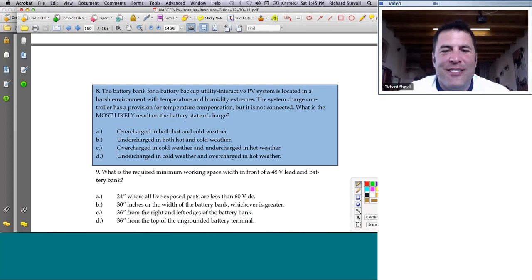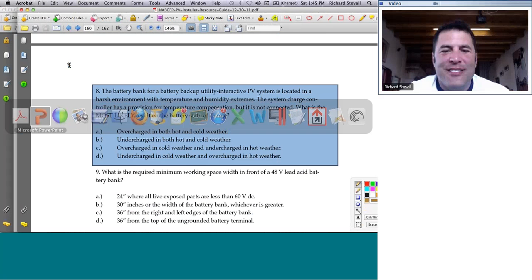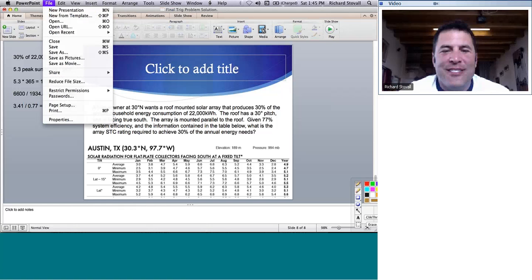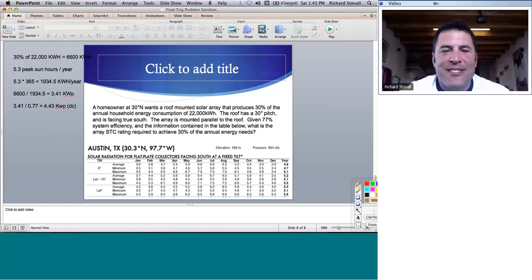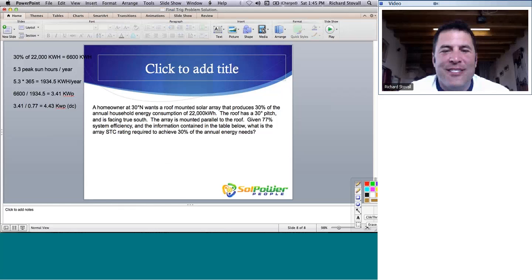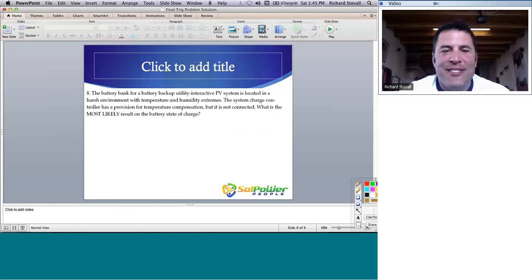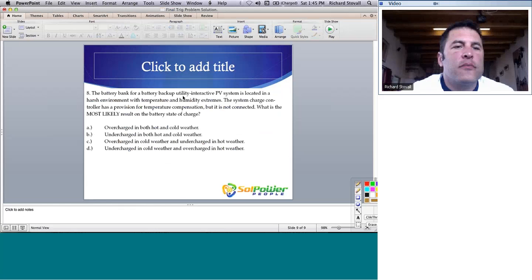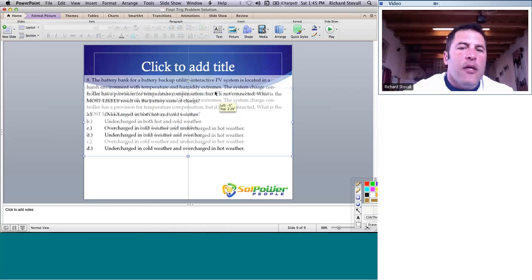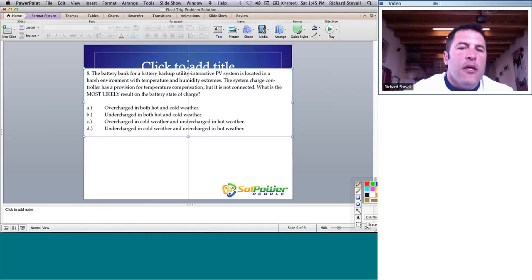The battery bank for a battery backup utility interactive PV system is located in a harsh environment, temperature and humidity extreme. The system charge controller has provision for temperature compensation, but it is not connected. What is the most likely result on the battery state of charge?